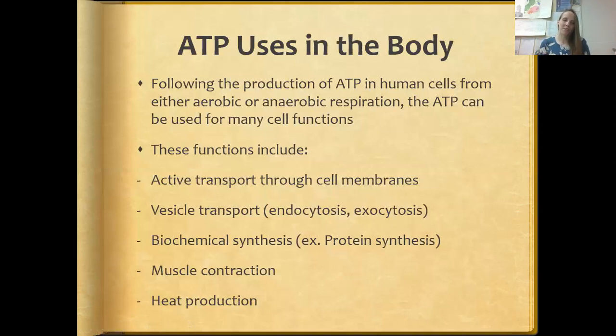As we've talked about before, there's a lot of different uses for ATP in the body. Everything from active transport, so pumping molecules into and out of the cell, to vesicle transport. One example that we've talked about earlier this semester is when the vesicles of neurotransmitters are released into the synaptic cleft. That's a type of vesicle transport. Making proteins, contracting muscles, heating up your body and maintaining that internal temperature, all of those use ATP.